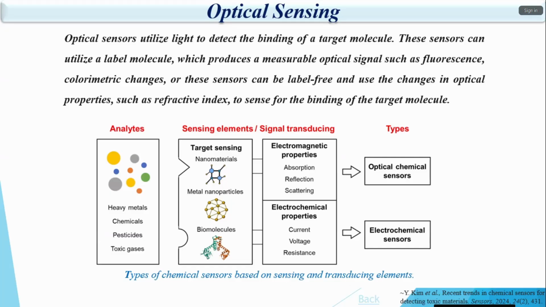If we get some change in these properties, these are known as optical chemical sensors. And if we get changes in current, voltage, and resistive properties, these are known as electrochemical sensors. For now, we have just tried to get the optical chemical sensors, and we are working on electrochemical sensors as well.